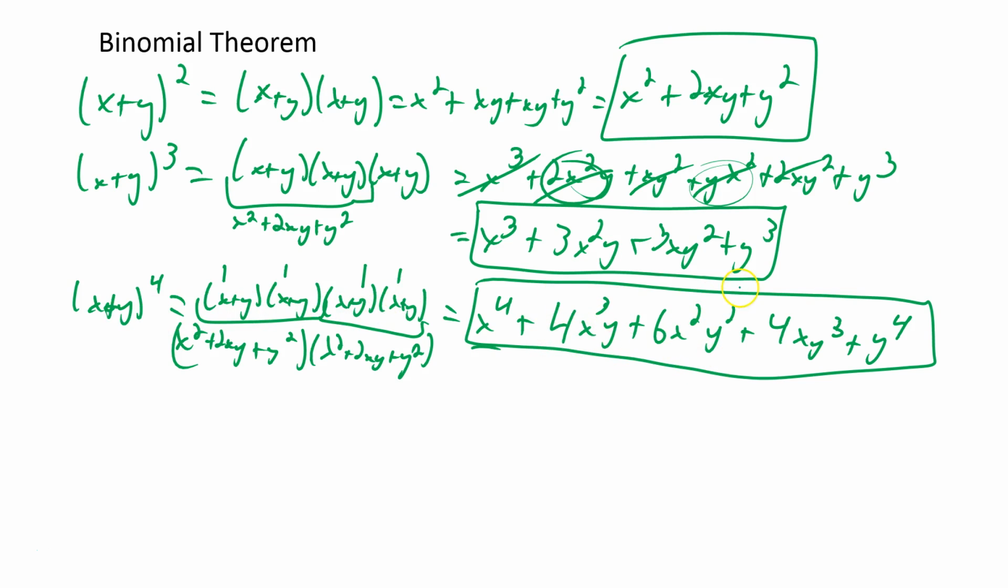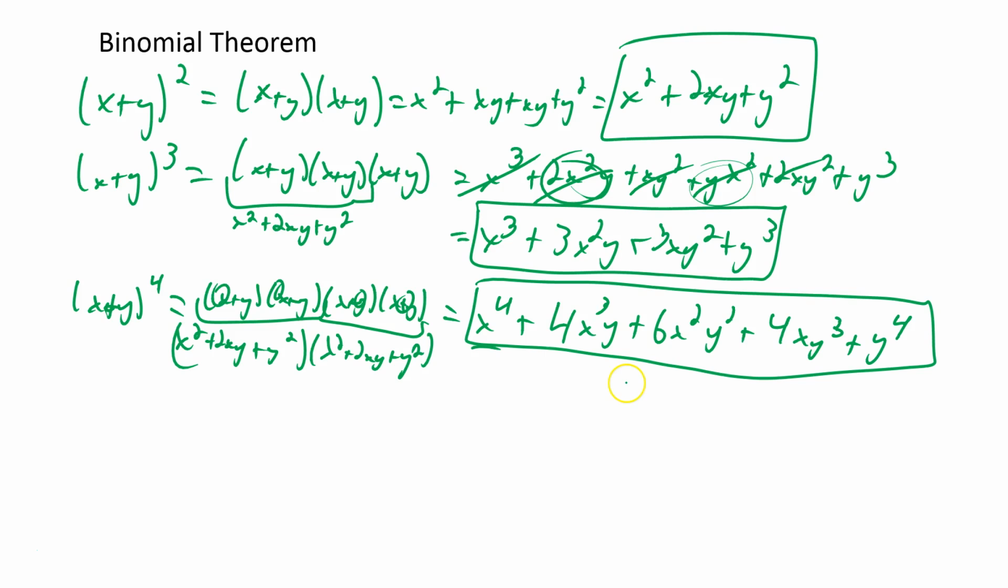How many ways to take 2 x's and 2 y's? Well, I could take the x from the first 2 and the y from the second 2. Or I could take xy, xy. I could take xy, yx. I could go yx, xy, yx, yx. If you count all the ways, there's going to be a total of 6.